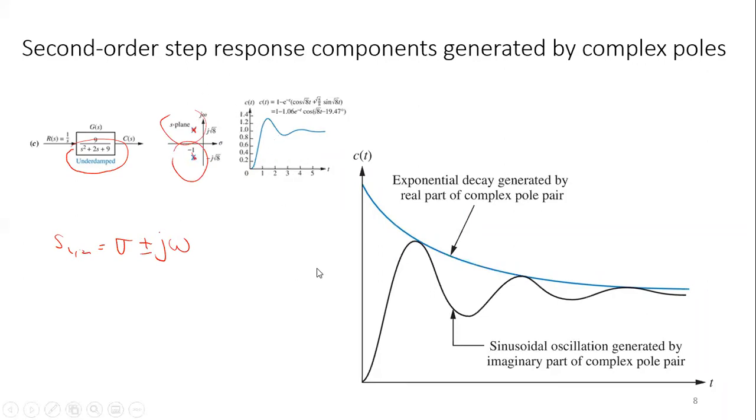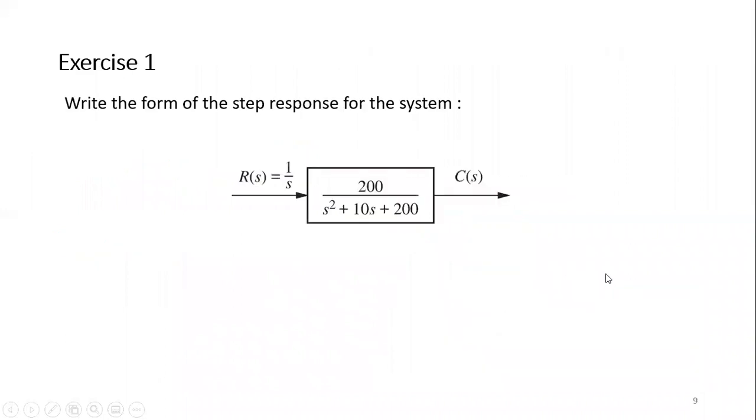So what is an underdamped system here? What happens is that this one here is the forced response, and the remaining part here is the natural response, but it has a damping element. It has some damping, which is the exponential decay generated by the real part of the complex pole, and the sinusoidal oscillation generated by the imaginary part of the complex pole.